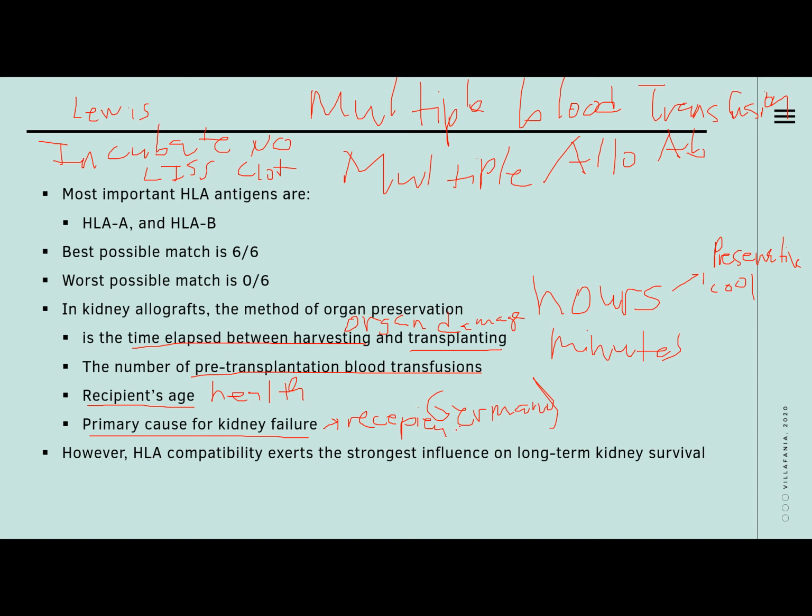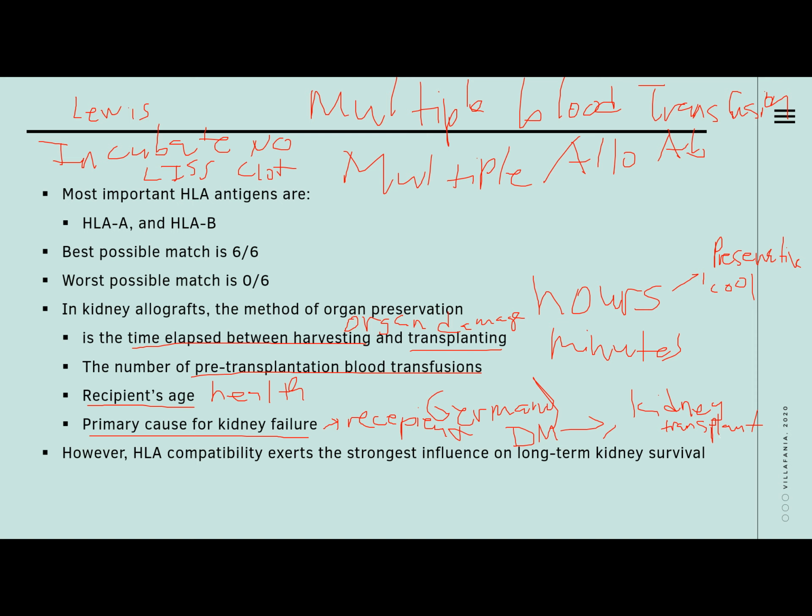Isipin nyo kung ang primary cause for kidney failure ng recipient is diabetes mellitus. Would you still perform a kidney transplant? Ulitin ko yung question, class. The recipient has kidney failure. You're going to transplant a kidney to the patient. Now, the cause of the kidney failure is diabetes mellitus.